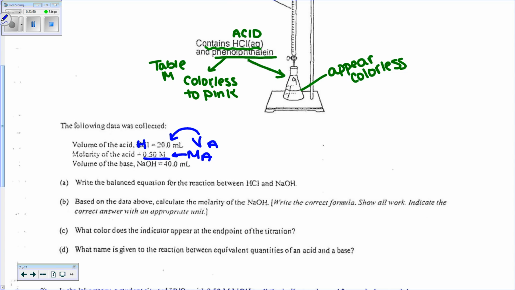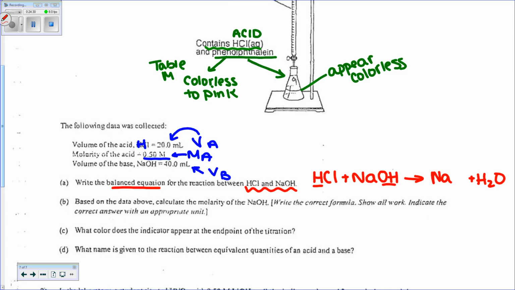And then it says the volume of the base. So right here, I've got my VB. So the only thing I don't know is my molarity of my base. They might ask me for that later. A says, write the balanced equation for the reaction between HCl and NaOH. So I say, okay, HCl plus NaOH, acid plus base, gives me salt and water. I already know my water is made from my H and my OH, so NaCl must make up my salt, NaCl.